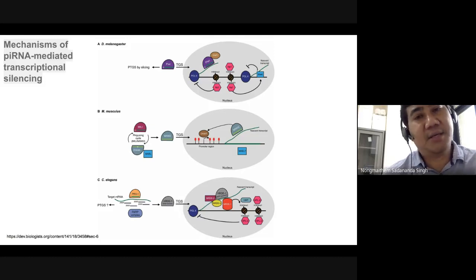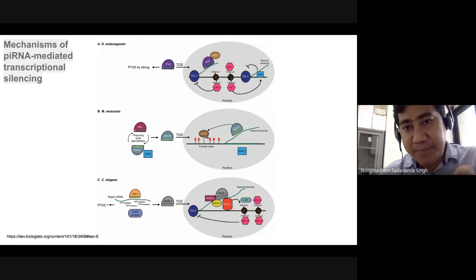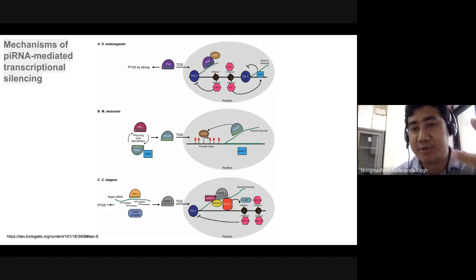If it is transcribed, it is degraded in the cytoplasm. But in the nucleus, if there is transcription, it binds to the nascent RNA and modifies the locus epigenetically and shuts down transcription from that particular locus. That is one way. The second thing is it can also recruit certain factors, once it localizes, which can shut down the transcription of these repetitive elements or transposon-related transcription.